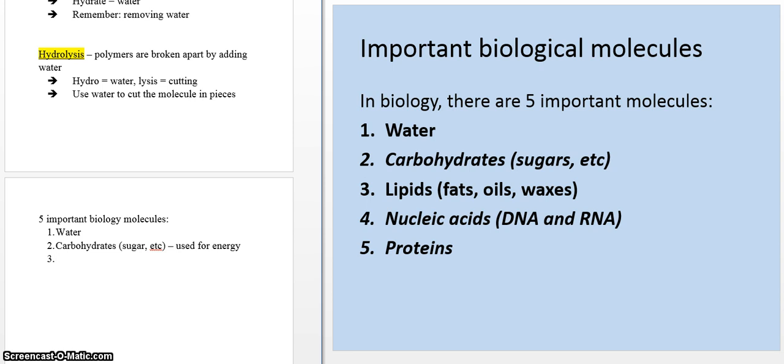Lipids, that's your fats, oils, and waxes. They have lots of different jobs depending on which lipid you're talking about. Fourth are your nucleic acids, DNA and RNA. The job of DNA and RNA is genetics, and they help to make proteins.